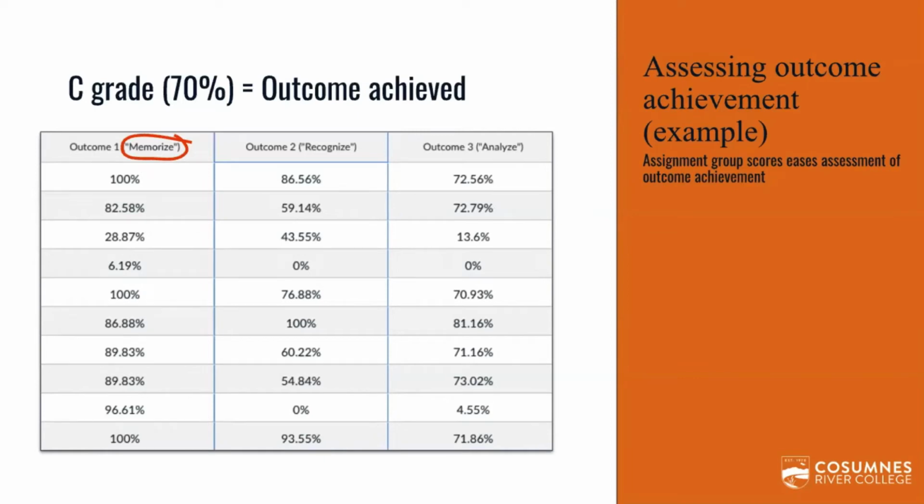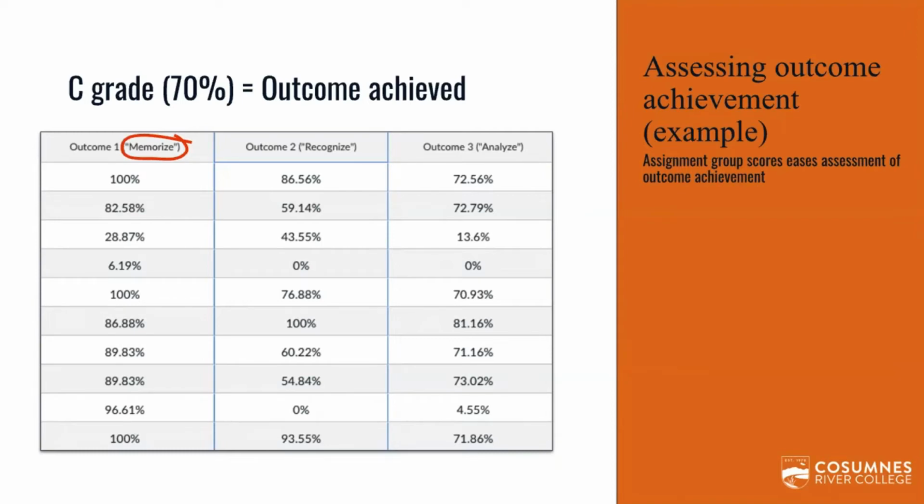So here's a screenshot from my history class. I think this is from the spring. Student number 1, they achieved all three outcomes, right? They got 100% on memorized, 86% on recognized, and 72% on analyzed. Student 2, they achieved outcome 1 and outcome 3, but not outcome 2. Student 3 didn't achieve any of the outcomes. Student 4 should have dropped the class. This is my assessment of student learning outcome achievements.